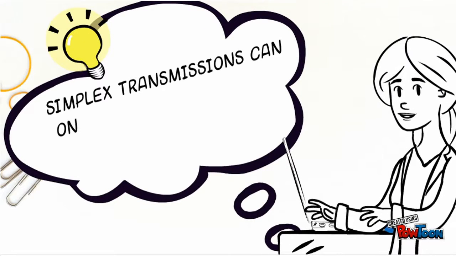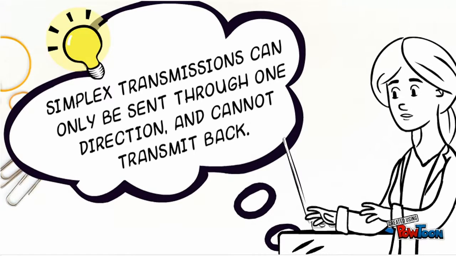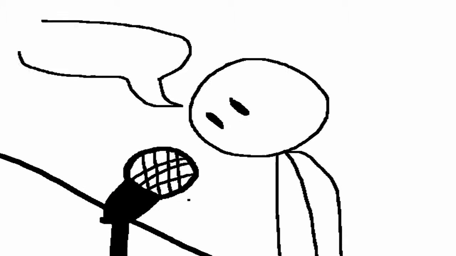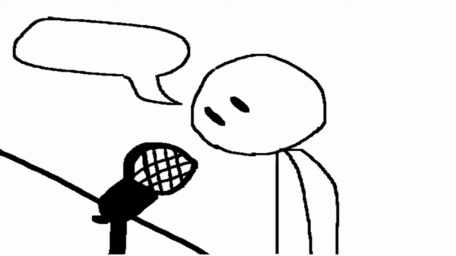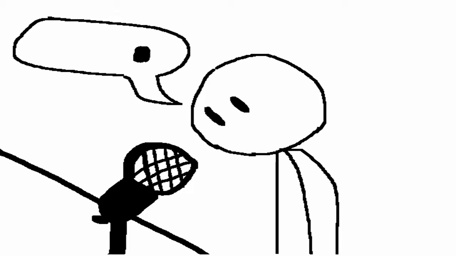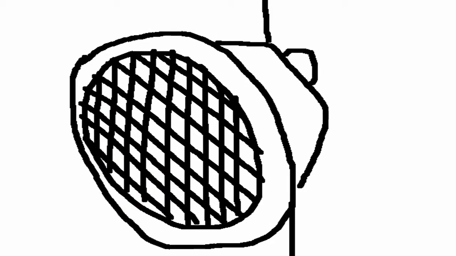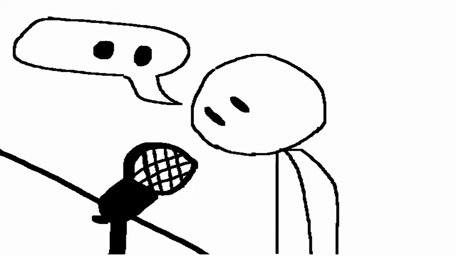Simplex transmission can only be sent through one direction and cannot transmit back. A good example of this kind of transmission can be seen in public announcements at grocery stores. The announcer is able to send signals through the mic, but no one other than the announcer can send any signals back. This is a one-way transmission and therefore a valid example for simplex transmission.